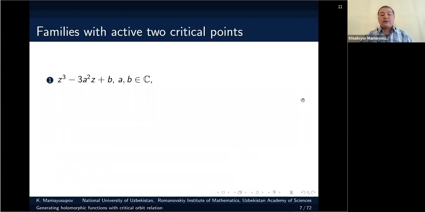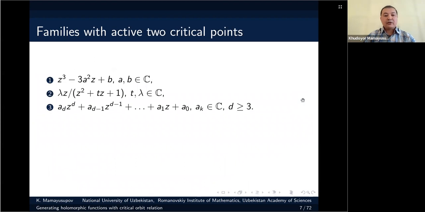So for the introduction of the method, I consider specific families with two... well, I say active, but we don't need active. We need at least one active critical point. So I consider this cubic polynomial family and the pair (1, λ). In these two families, I will reach some kind of equalities, and I give that in a general setting for polynomials and for rational functions.